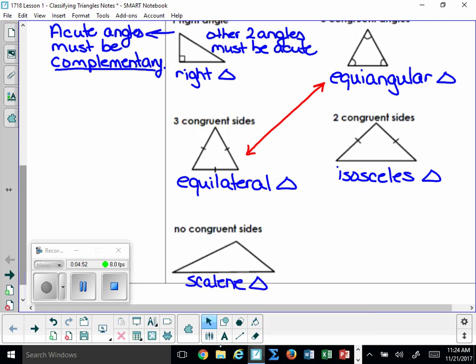Now, in terms of vocabulary, you have to make me a note card for scalene, equilateral, isosceles, and equiangular. Acute triangle, obtuse triangle, and right triangle, it is your choice whether or not you make note cards for those.